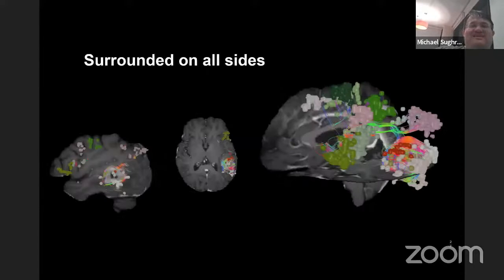Sometimes the tumor is in the network. You can see here, this is the language system, and there's a tumor inside of it. This is glioblastoma also. Looks like a med, but it wasn't. So this is a bad problem.